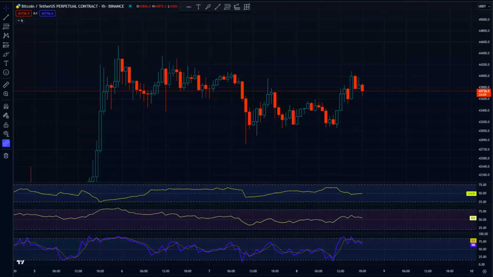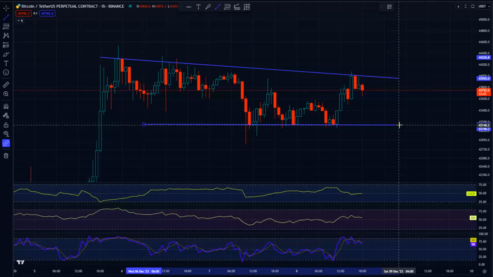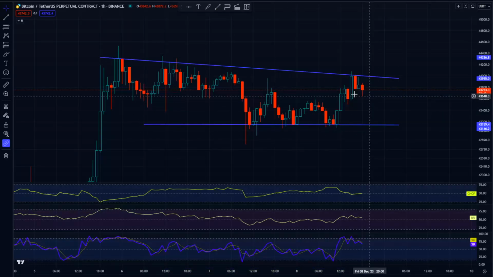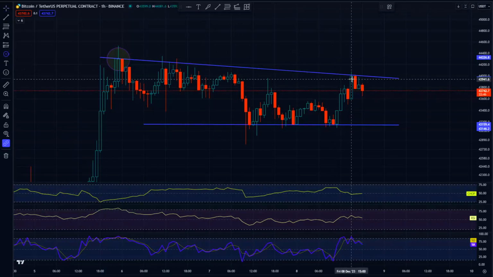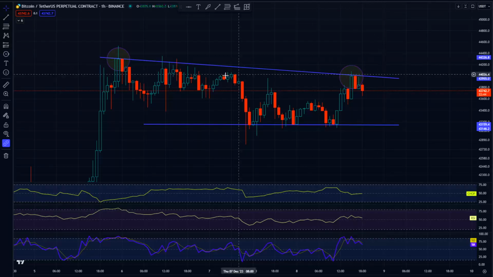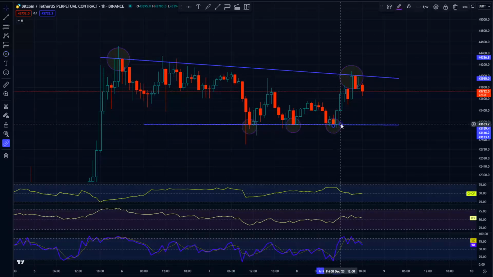Let's start by checking the current situation of BTC in the USDT pair on a 1-hour interval. And here we will start by determining, using the blue lines, the downward trend channel in which we are moving. In this channel, we can mark two reflections from the upper border and three price reflections from the lower border.